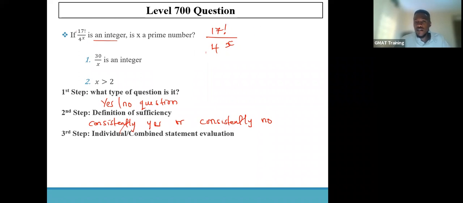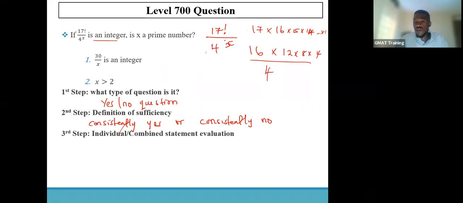In this case, we know that 17 factorial is going to have certain values that are multiplied, because 17 factorial would be 17 times 16 times 15 times 14, all the way to times 1. So we know from this factorial that there are certain values that are actually divisible by 4. Some of them would be 16, 12, 8, and 4. These 4 values are actually divisible by 4.